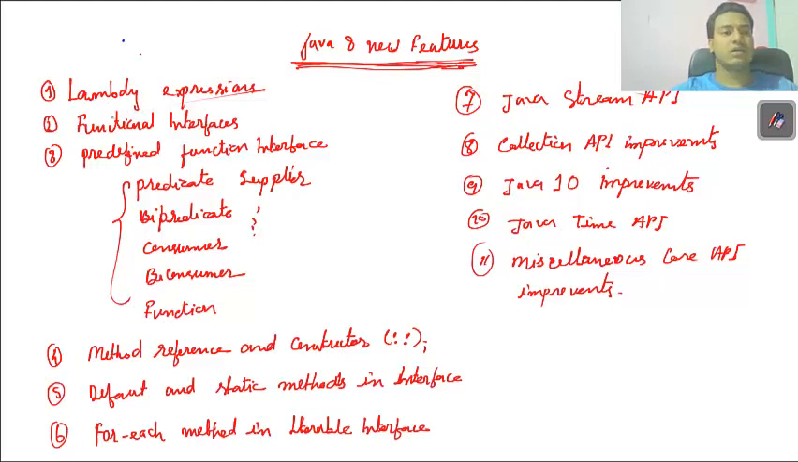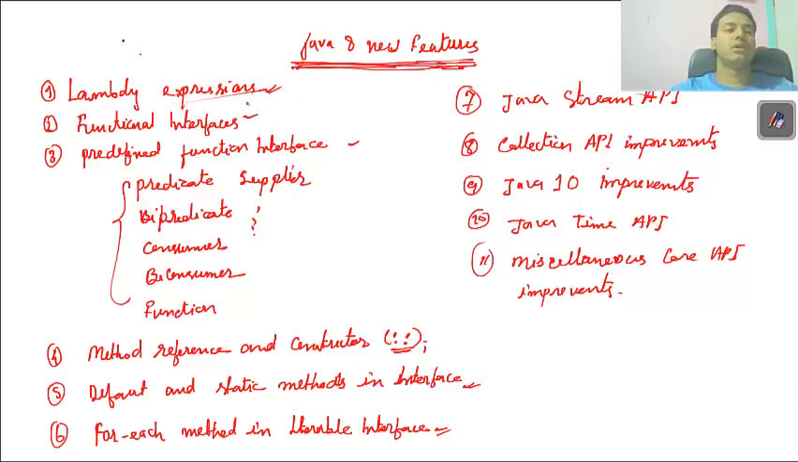So what are the topics we are going to see in Java 8 features? First one is the Lambda expressions, which is the very important one, and then we'll see functional interfaces, some predefined built-in ones like predicate or bi-predicate, consumer or bi-consumer, function or supplier, or some other built-in functional interfaces. Then we'll see method references and constructor references, which is a completely new concept in Java 8. We'll see default and static methods in interfaces, the forEach method in the Iterable interface, and Java Stream API, collection API improvements, IO improvements, time API, and some miscellaneous core API improvements, right? So these are the features we are going to see in Java 8.